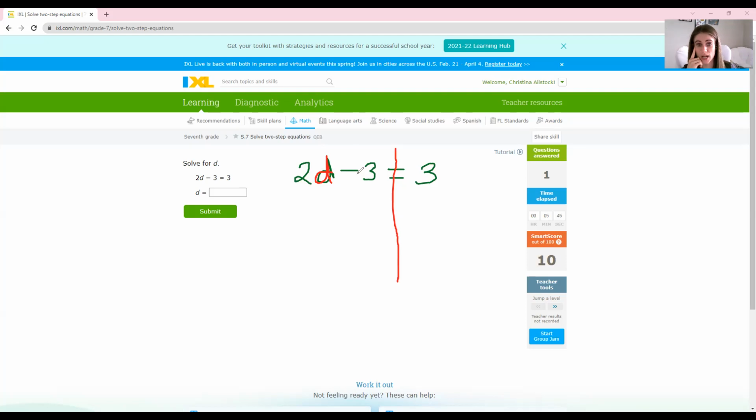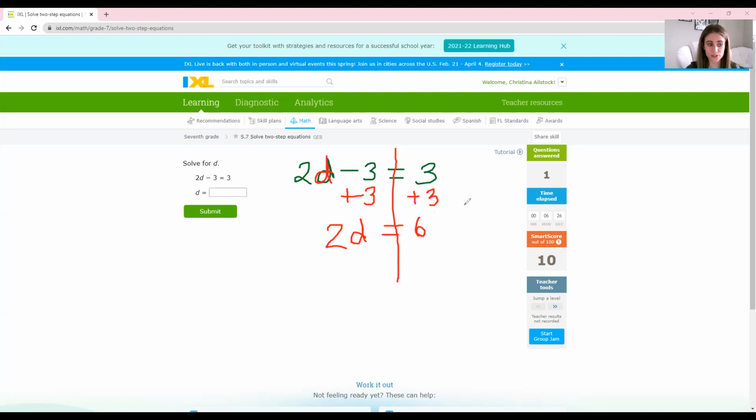We keep with our theme of doing opposites, so we're going to do opposite order of operations. We always start with two-step equations on adding or subtracting first. Well, I'm currently subtracting 3. What's the inverse of that? Addition. Addition is the opposite of subtraction. We are going to add 3 to both sides of the equation to keep it balanced. 2d is not a like term. We just bring it down. Negative 3 plus 3 is 0, so that's eliminated. 3 plus 3 is 6.